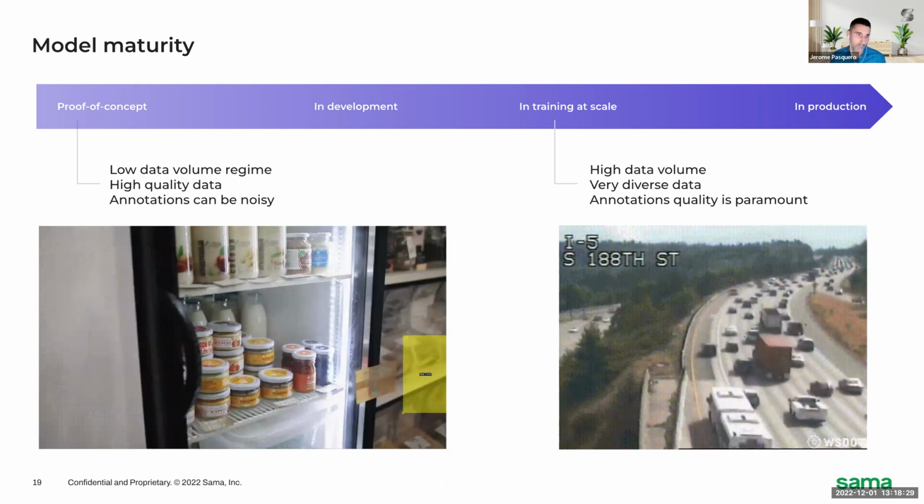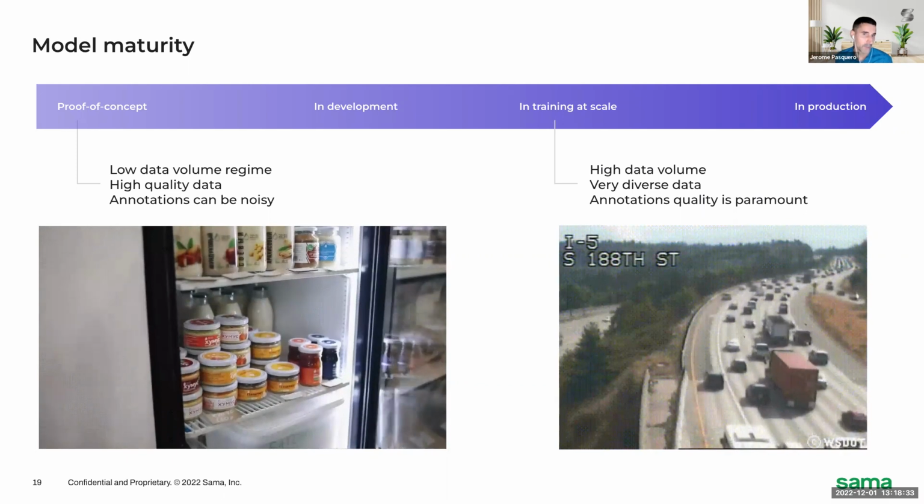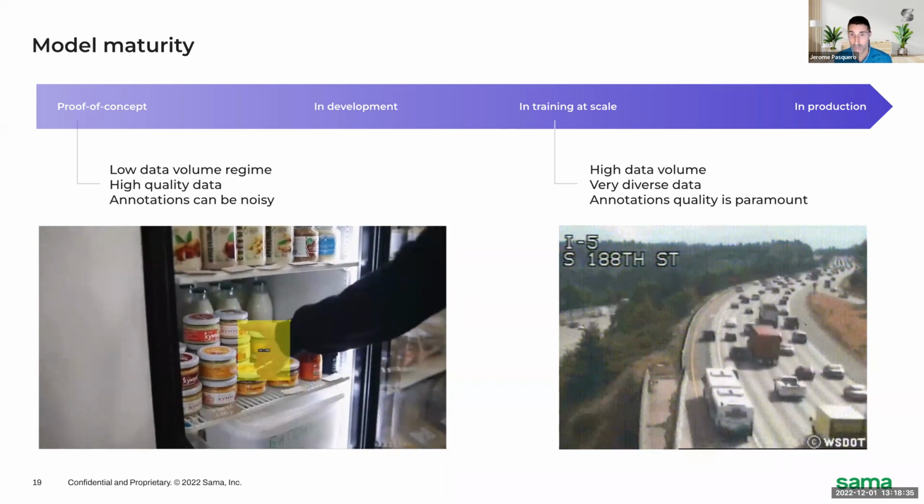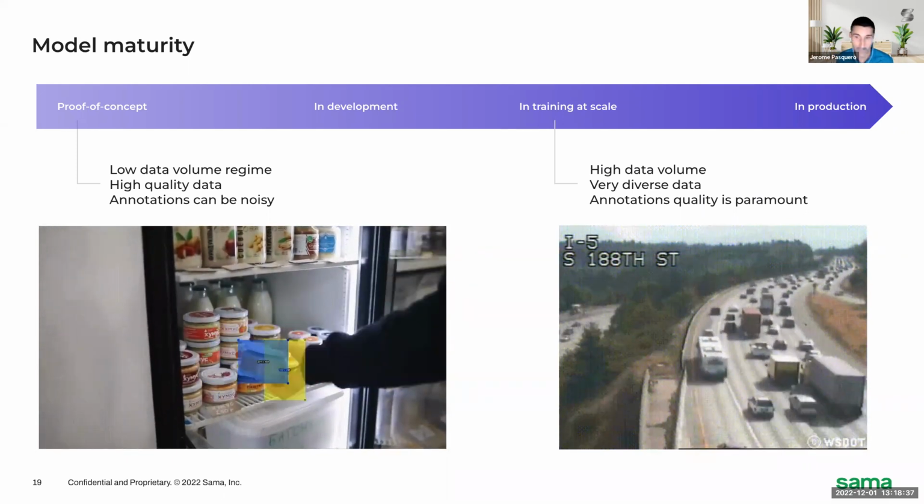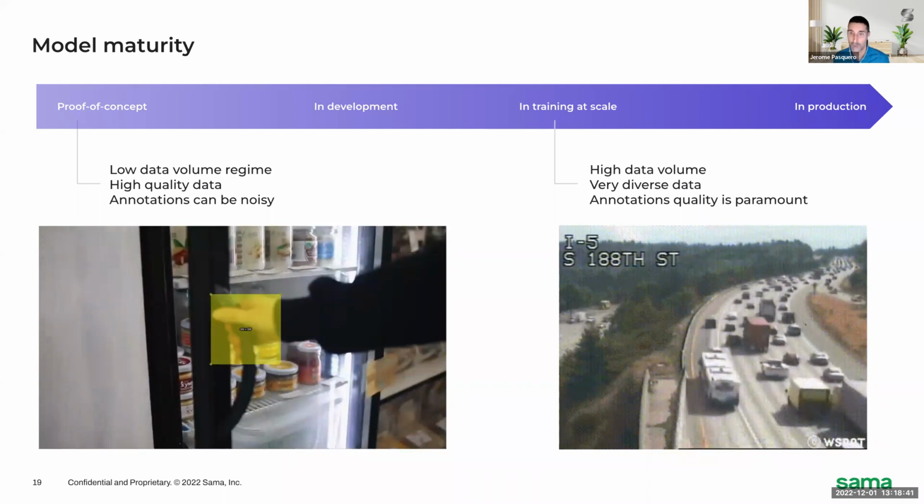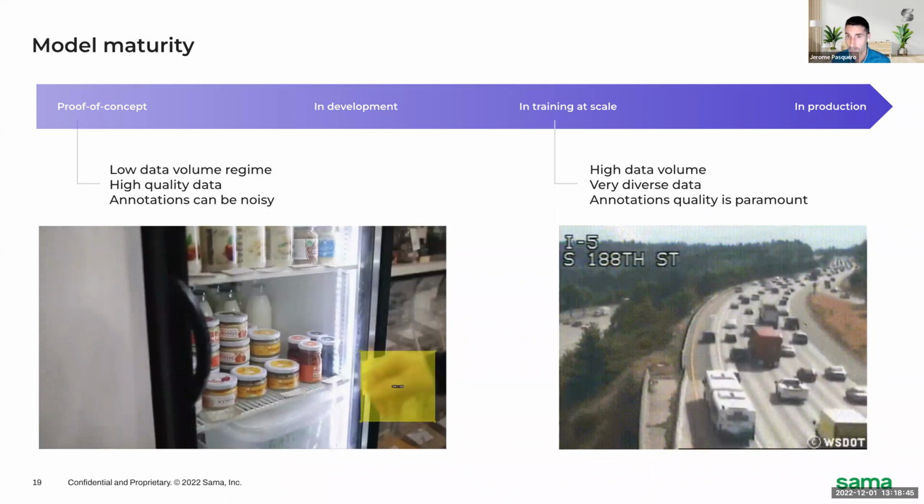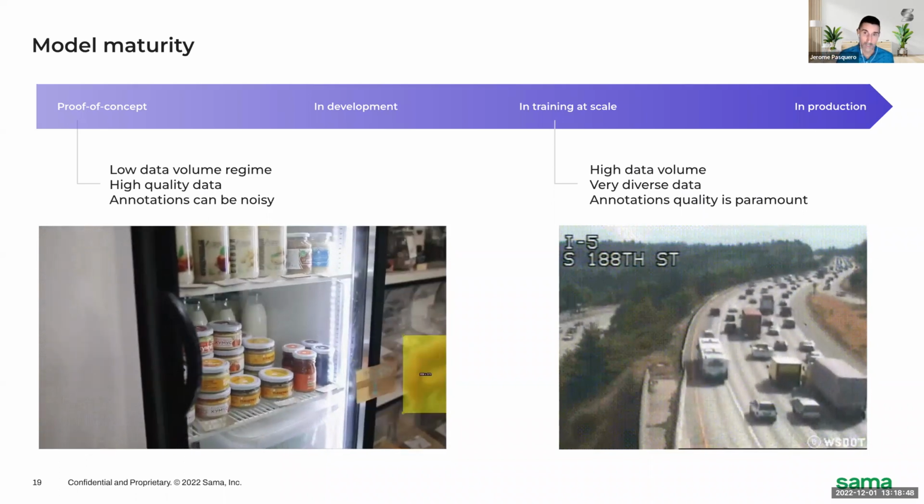What you're trying to do over here is just to get people excited and to prove a concept, but it's very narrow. On the other end, though, you're training at scale. You might be doing it for multiple cameras, for instance. You might actually be in production if you're really, really mature. So what do you do in these cases?